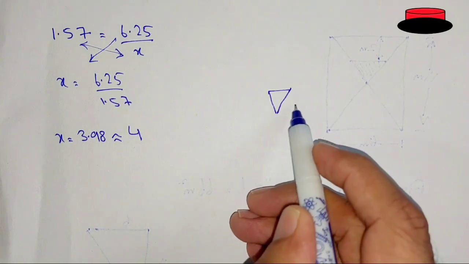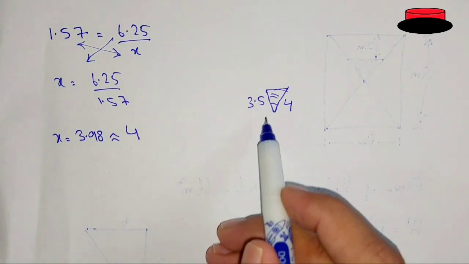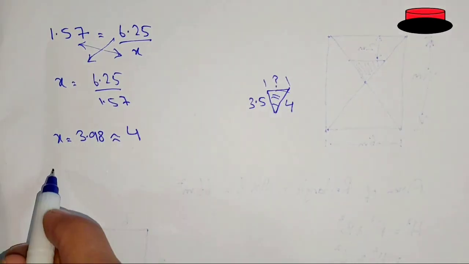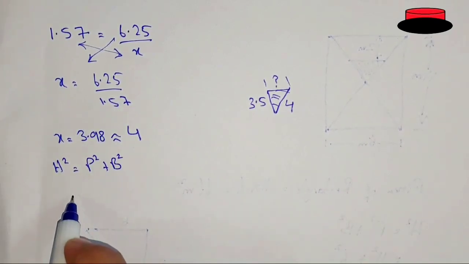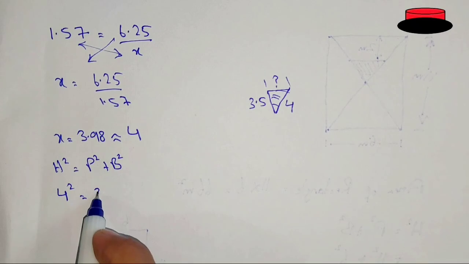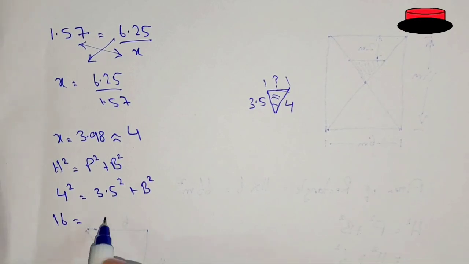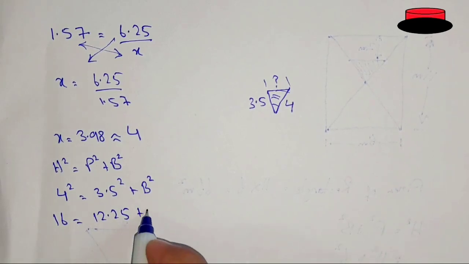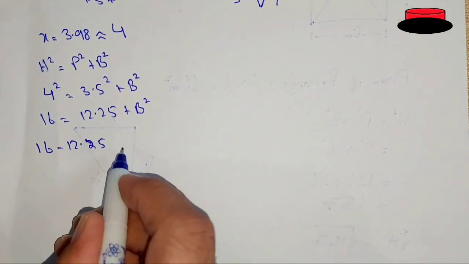Now we have this figure. This is the shaded right angle triangle. So this is 4 hypotenuse and the perpendicular is 3.5, and this is the base we have to find out. So hypotenuse square equal to perpendicular square plus base square. The hypotenuse is 4. 4 square equal to 3.5 perpendicular, so 3.5 square plus base square. 4 square is 16 equal to 3.5 square is 12.25 plus base square. So now 16 minus 12.25 equal to base square.